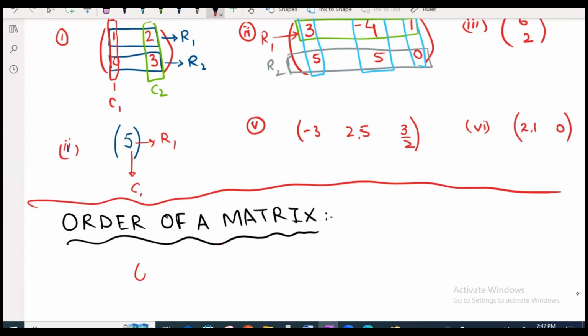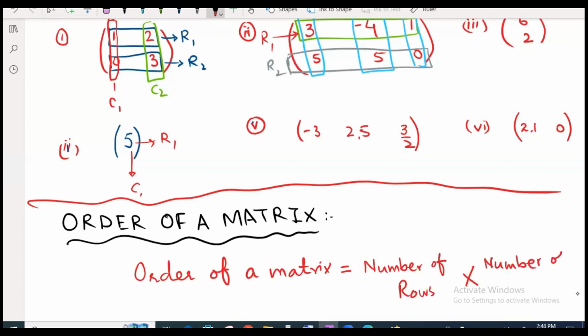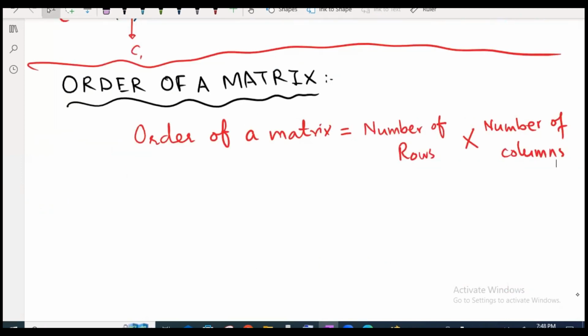Note down the formula. The order of a matrix is the number of rows into the number of columns. Simply you can say rows into columns. It is number of rows into number of columns. Don't say column into row, and don't write in product form. I will tell you what to write here; leave a blank, and we will write a note here.